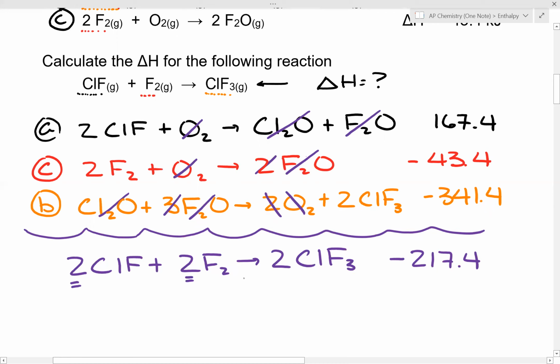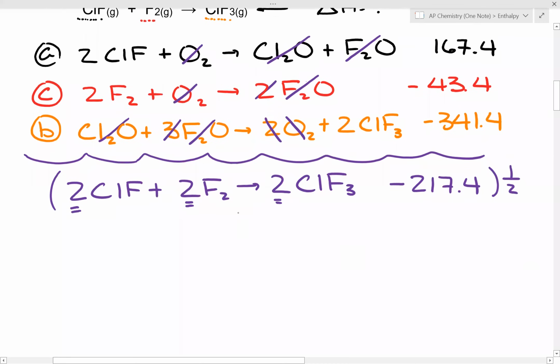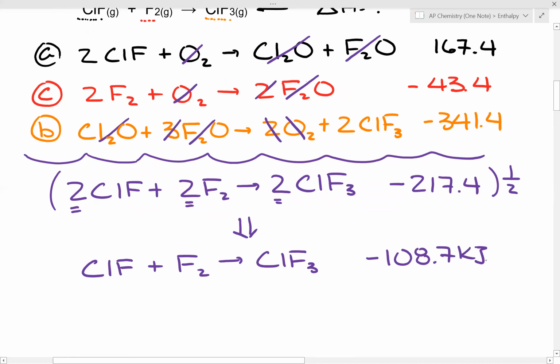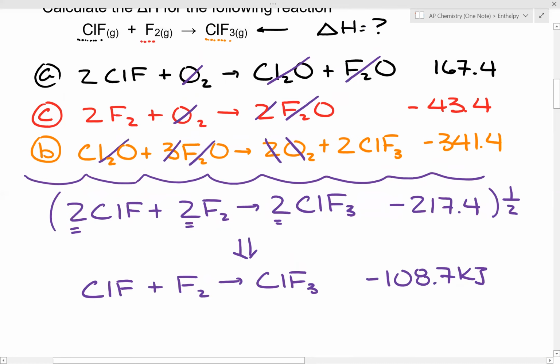Now, if you notice the original question, the coefficients are 1 to 1 to 1. Here it's 2 to 2 to 2. So what we need to do is multiply everything by 1/2. And we get ClF plus F2 gives you ClF3, and in this case, we get negative 108.7 kilojoules. So this is what Hess's law of heat summation talks about: when we add up all the individual steps, it equals the total for the overall equation.